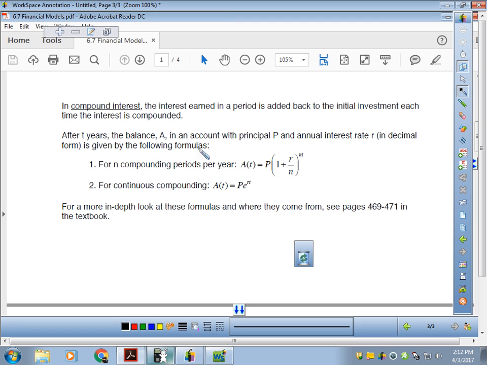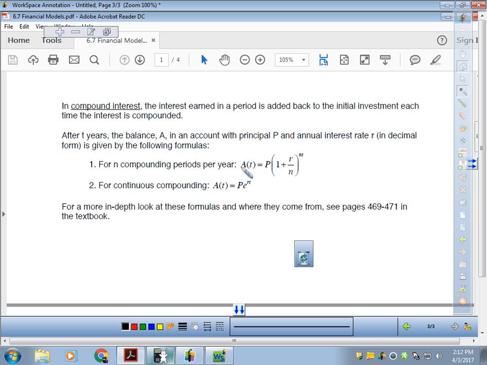For compound interest, instead of doing it with the simple interest formula and just adding it back in, we use one of these formulas. Okay. If we are compounding n times per year, so like quarterly would be 4 times per year, monthly would be 12 times per year, etc., etc. Okay. And this is our formula. A of t equals P times (1 plus r over n) raised to the nt power.